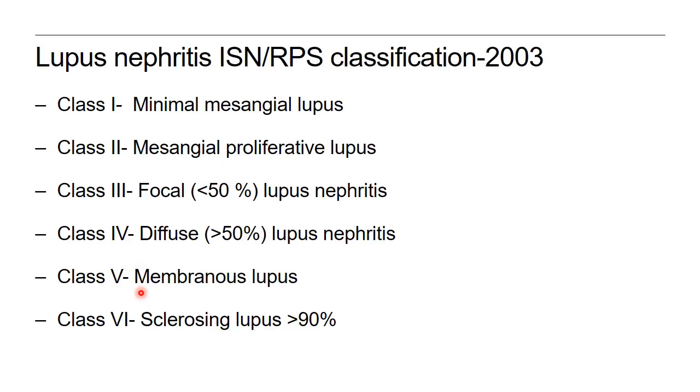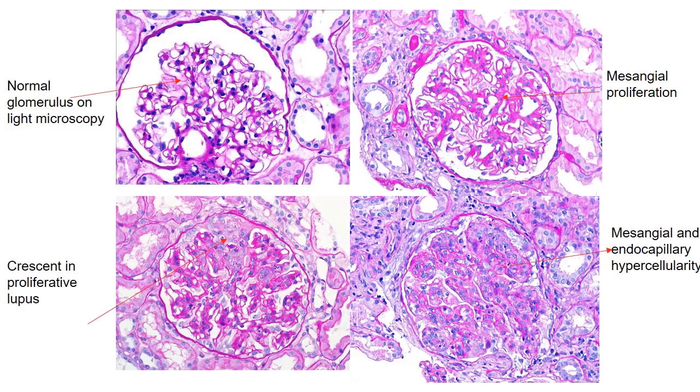Membranous lupus will look like membranous GN that you've studied before, and sclerosing lupus will look like end-stage kidney. So a normal glomerulus, which would be like stage 1, the patient must carry the diagnosis of lupus to start with. You cannot say that this patient has lupus nephritis unless the patient actually has lupus. Otherwise, based off of this, I would have called it minimal change.